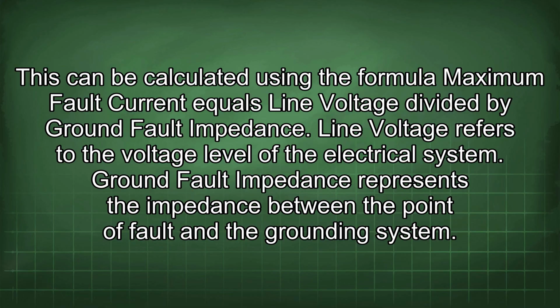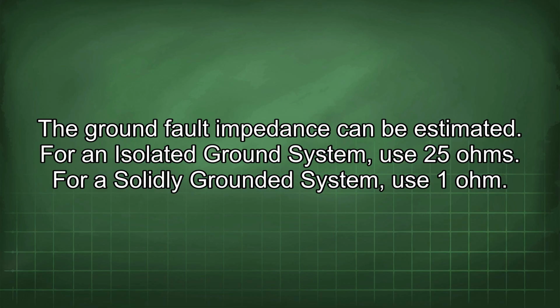Line voltage refers to the voltage level of the electrical system. Ground fault impedance represents the impedance between the point of fault and the grounding system. The ground fault impedance can be estimated. For an isolated ground system, use 25 ohms. For a solidly grounded system, use 1 ohm.